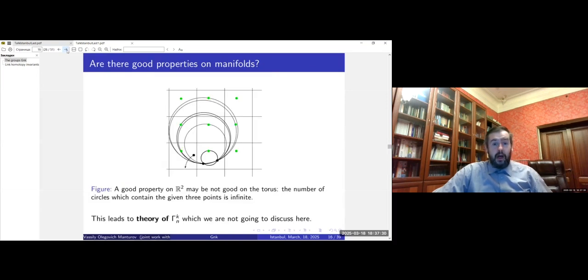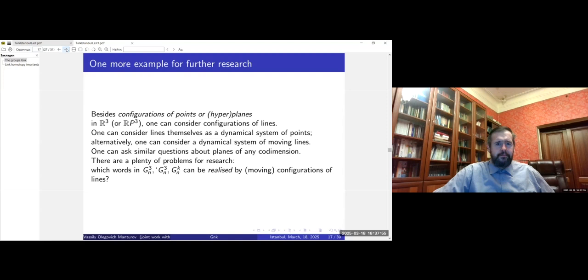Okay, well, other good properties on two-manifolds? Well, this is another story. I can just say that if we are on the torus, we should be very, very careful because there is more than one geodesic passing through 2 points and more than one circle passing through three points. I don't want to stop on this slide.